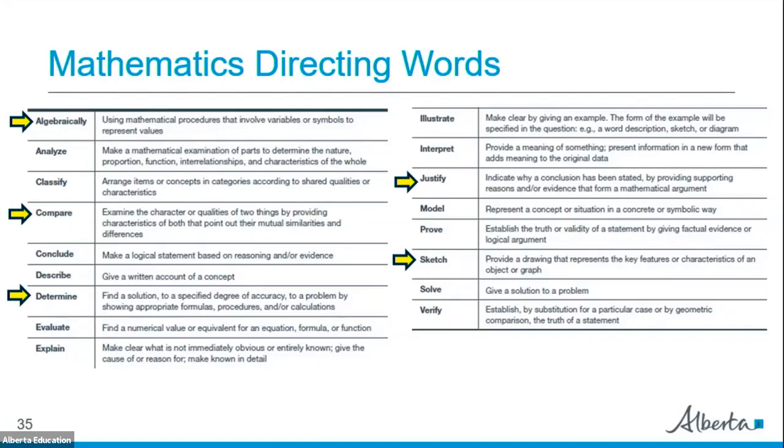Justify, especially common in Math 30-2, means provide supporting reasons or evidence as to why a decision is what it is. So when you justify, that means your response should go beyond simply showing work. It needs to provide a convincing mathematical argument for why a statement is true.